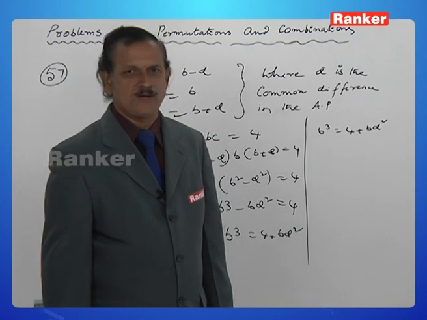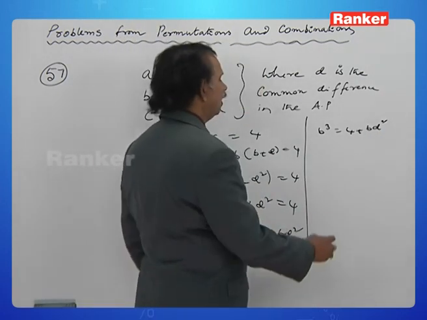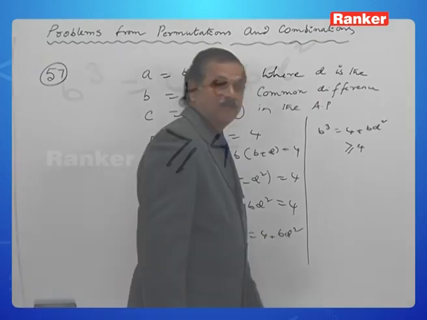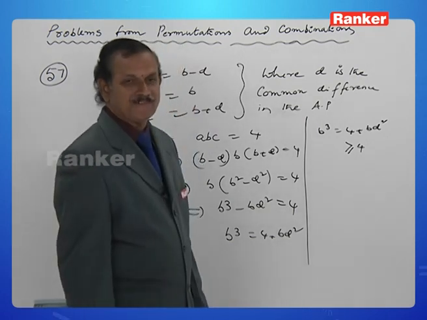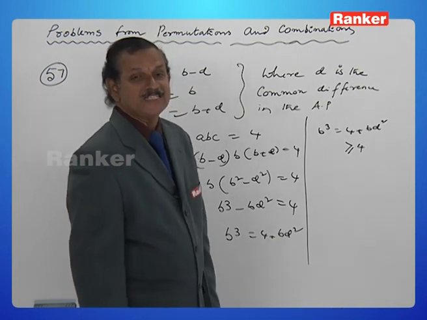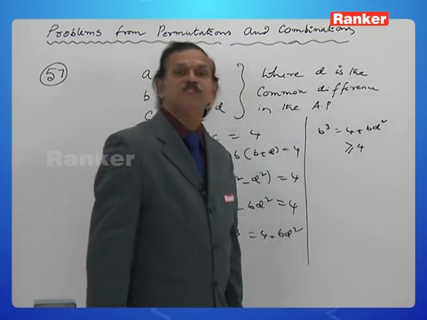D square is surely positive. This is positive. This is positive. Therefore, this is greater than or equal to 4. So, the value of B cube is always greater than or equal to 4. It can never be less than 4. So, the minimum value of B cube is 4.